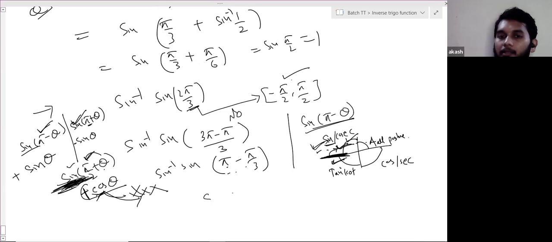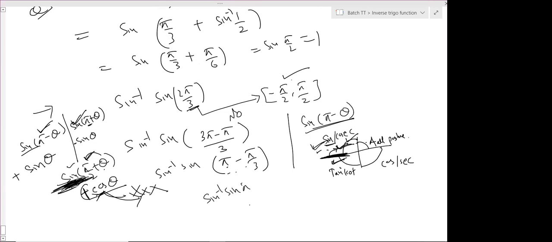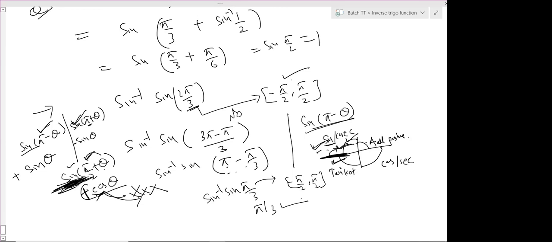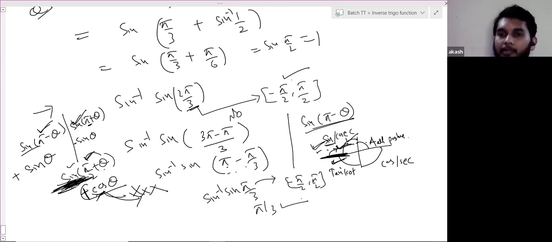So sine inverse sine pi by 3. Now this angle lies between minus pi by 2 to pi by 2. So the answer will be pi by 3. All right? Yes, sir. Thank you. All right. I hope this is absolutely clear. Yes, sir.